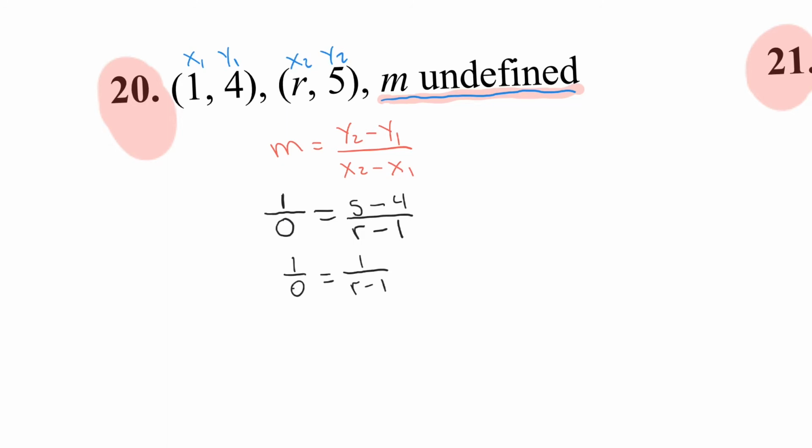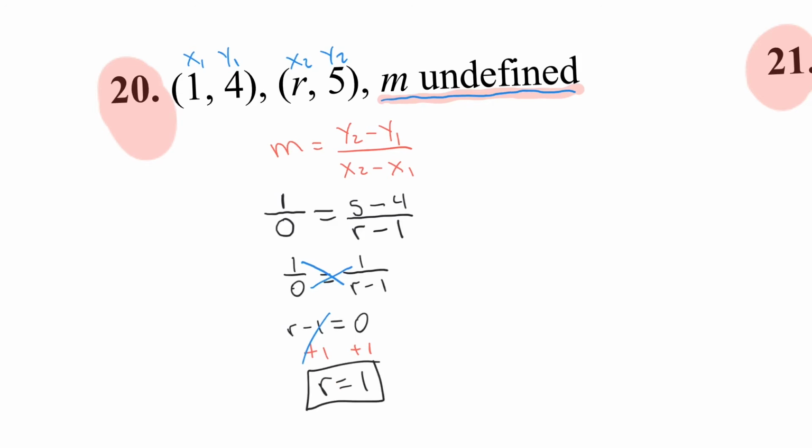You are going to cross multiply. 1 times r minus 1. 1 times anything is going to be itself. So I'm going to have r minus 1. And then you cross multiply 0 times 1. That's 0. Now you can solve. You don't have fractions anymore. I'm going to add 1 to both sides. And this cancels. So r equals positive 1.